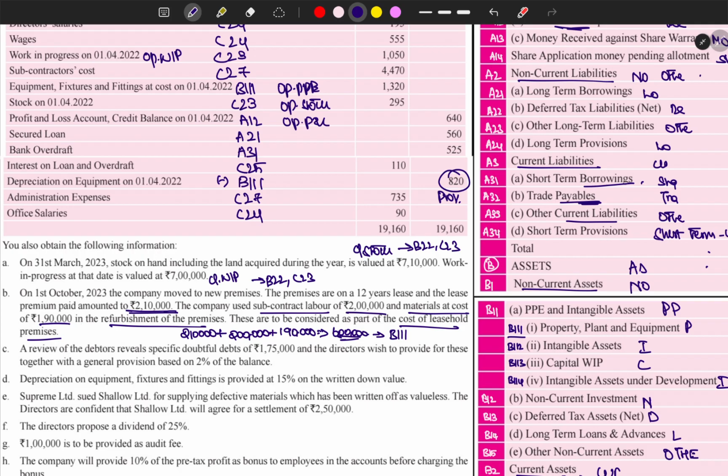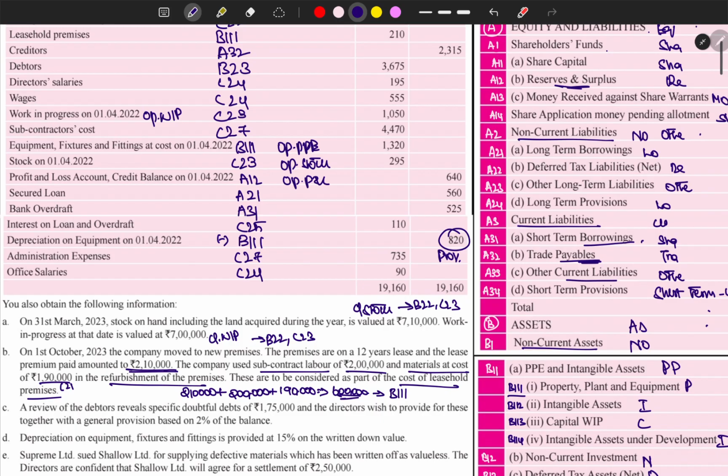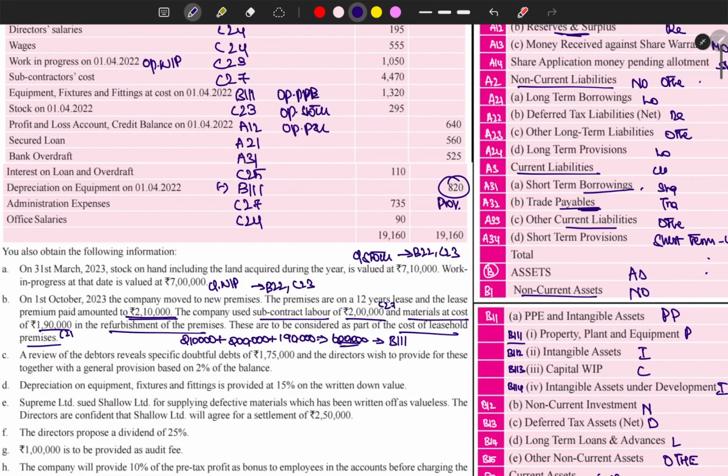C21 and subcontractor, which is C27. Okay, since we have used this subcontractor labor and materials at cost for premises that we have actually capitalized, we need to capitalize this labor cost and this material cost also. So we are capitalizing, right?